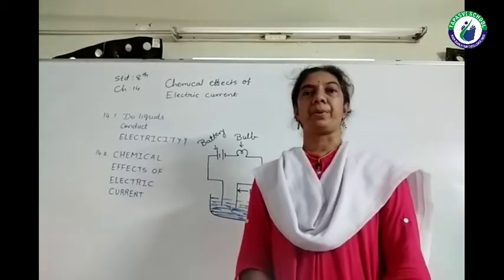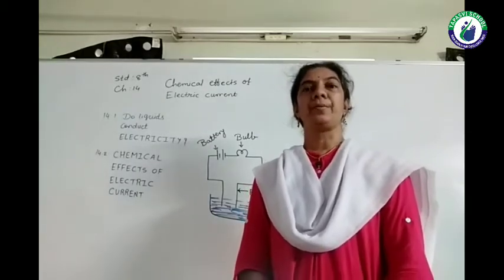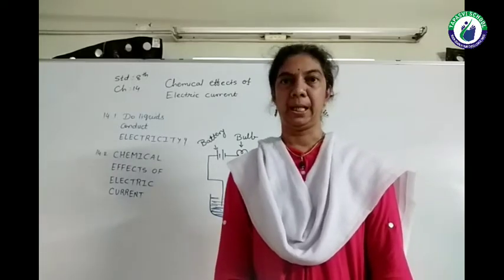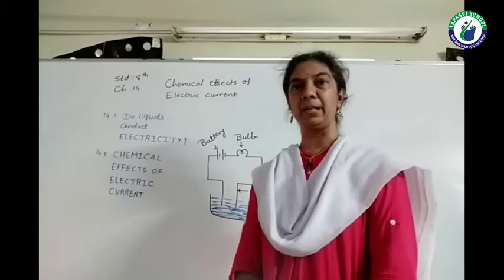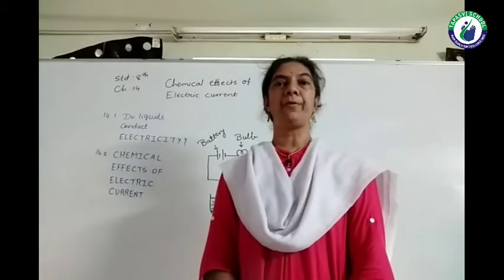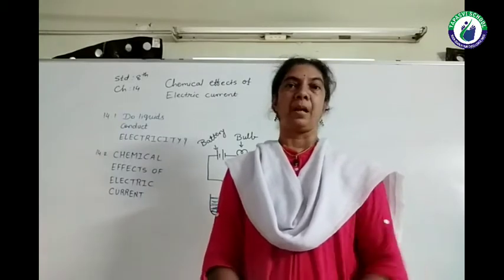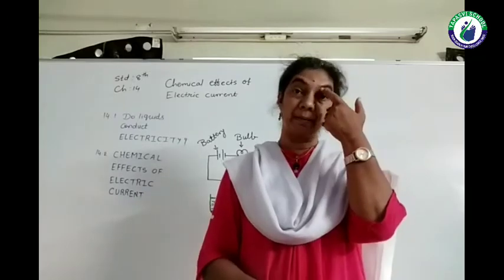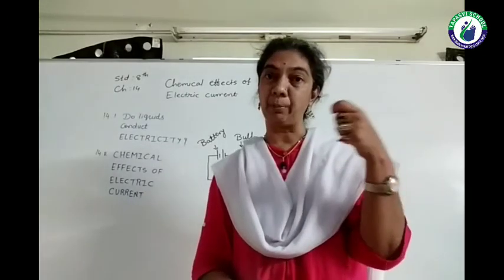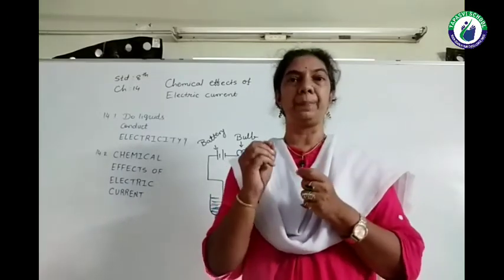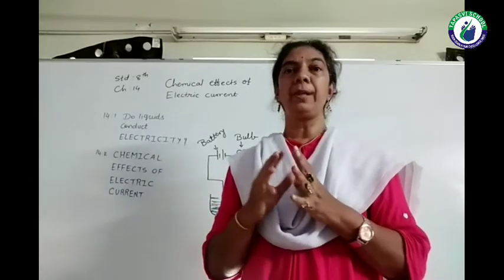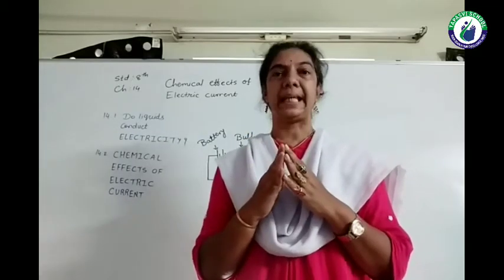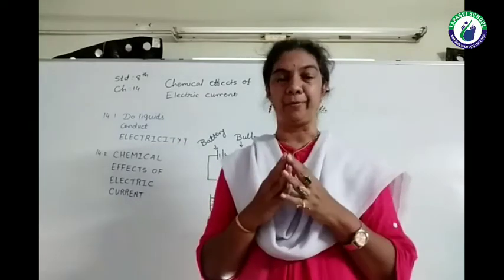In our earlier chapter of force and pressure, we saw one activity in which we saw electrostatic force. That means if you have a plastic scale or plastic refill, or a plastic comb, rub that comb in your hair, or rub the scale in a polythene bag, and bring it near pieces of paper. You will find that the pieces of paper are attracted towards the scale, comb or plastic refill.